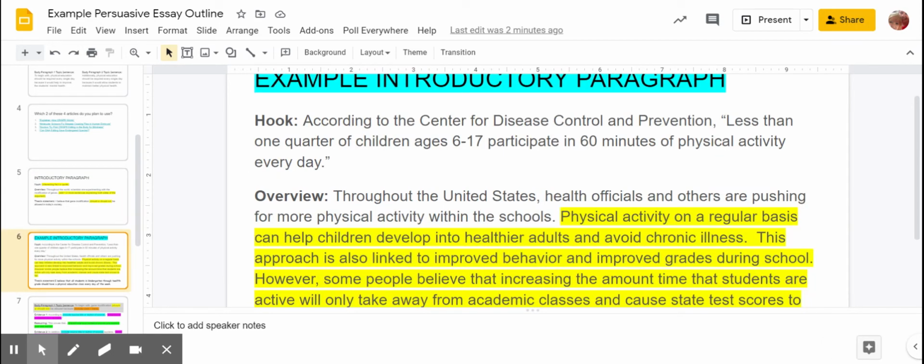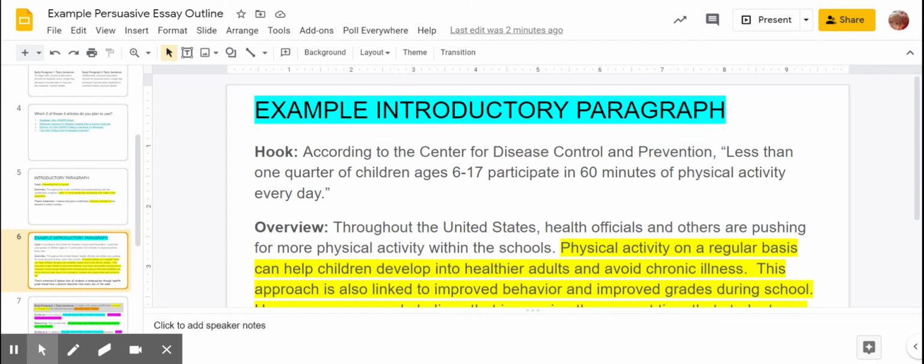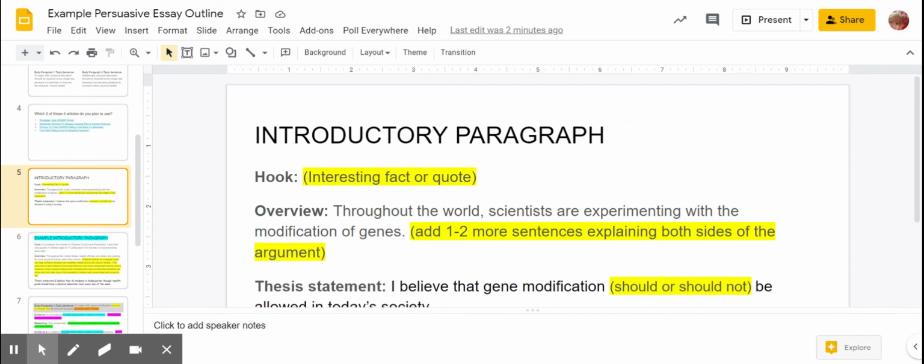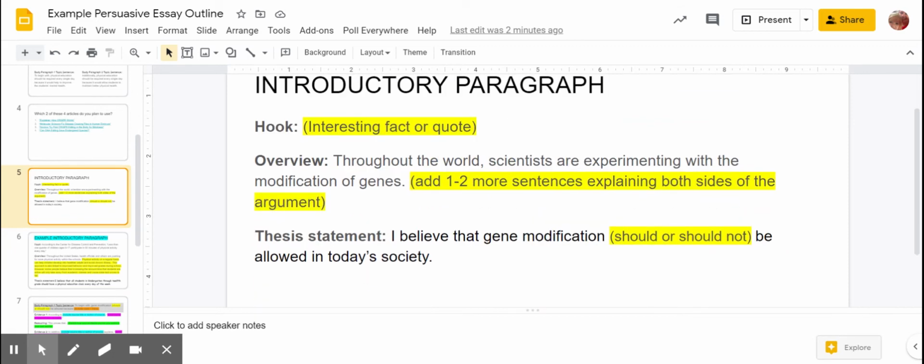Let me show you what I did. My hook that I wrote for my example 1, remember, physical education, you're not writing the paper on physical education. According to the Center for Disease Control and Prevention. So I did tell where I got it. And then I just took a quote. Less than 1/4 of children ages 6 to 17 participate in 60 minutes of physical activity every day. So you want to start with an interesting quote or fact, something that's going to grab your reader's attention. Do not begin with, in this paper, I am going to tell you. No announcements allowed. That's for elementary school. We are not in elementary school.